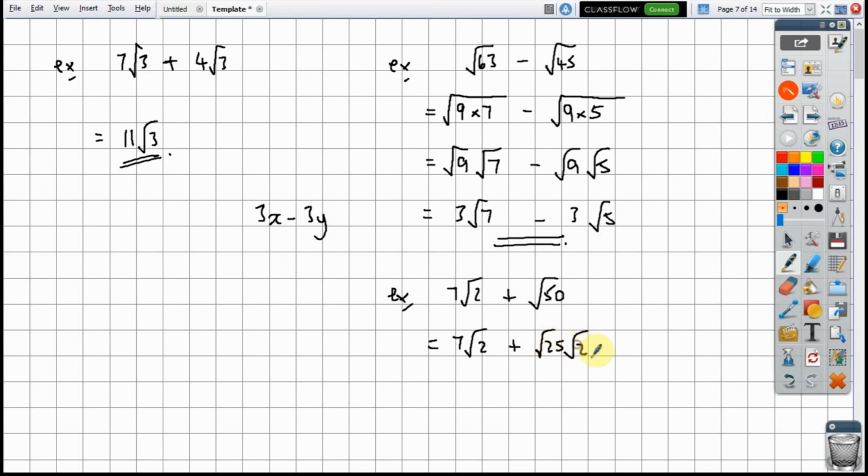25 root 2. And so I've got 7 root 2 plus 5 root 2. And this now is very similar to this example up here. 7 root 2 plus 5 root 2 is going to be 12 root 2. And that's that finished.